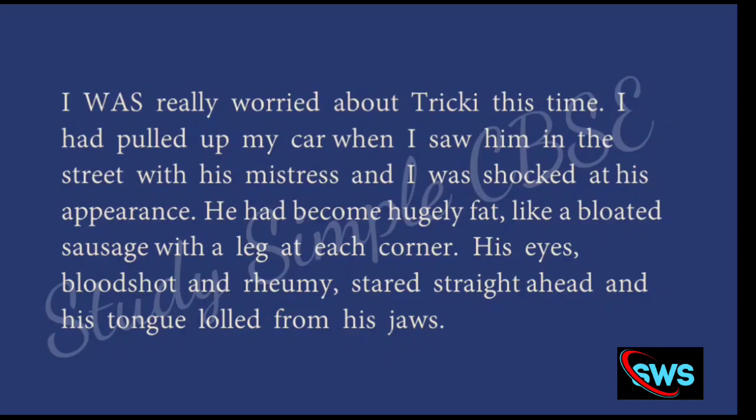His eyes, bloodshot and rheumy, stared straight ahead and his tongue lolled from his jaws. So the author is saying that the eyes of Tricky were bloodshot and rheumy. So what is bloodshot? It means that his eyes were completely red. And rheumy means it was watery. So his eyes were red and watery. He stared straight ahead and his tongue lolled from his jaws, which means that his tongue was just rolling out of his mouth. So his tongue is just hanging like that.